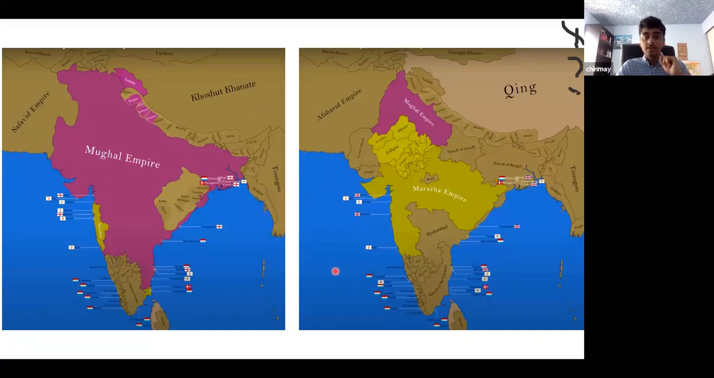He turned that empire, this kingdom, into this massive empire. And the Mughals went from this powerful force to an insignificant force in the north that had to fall under the whims. They became a tributary state of the Marathas. The Mughals had to pay the Marathas in order to survive. And even the Rajput states were under the Marathas as well.